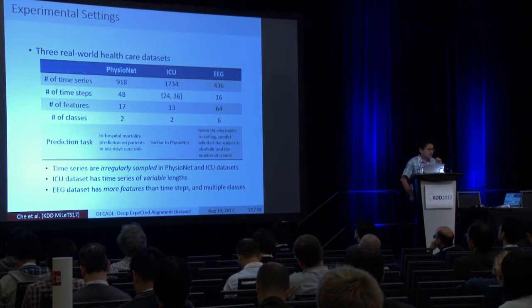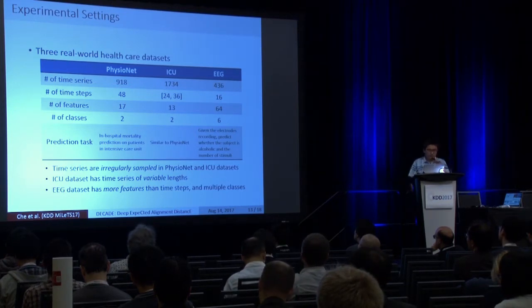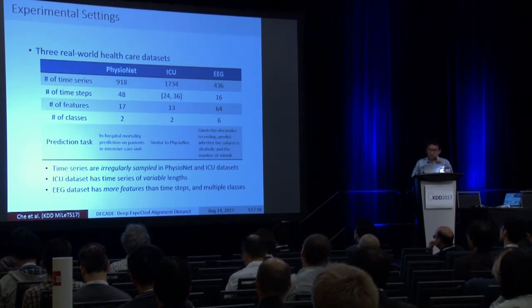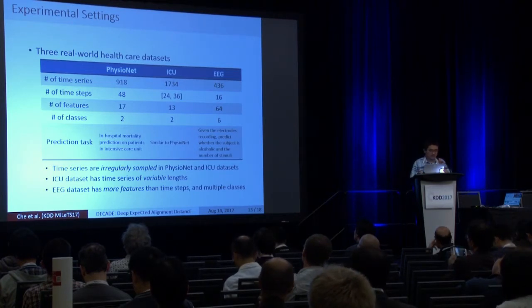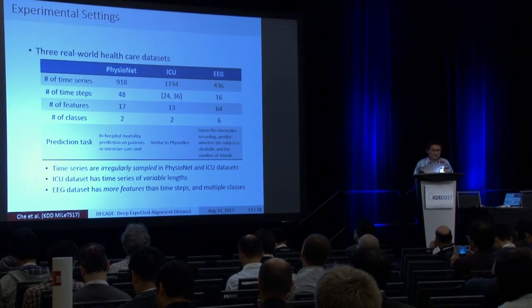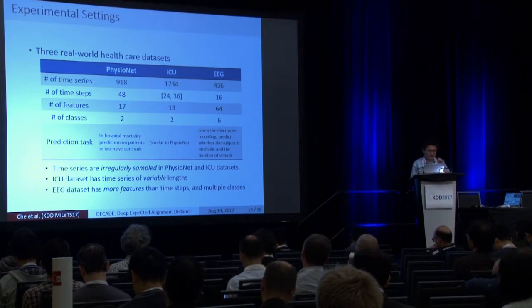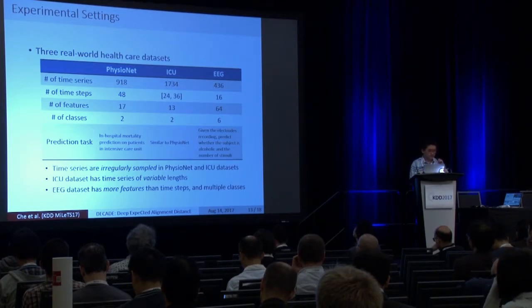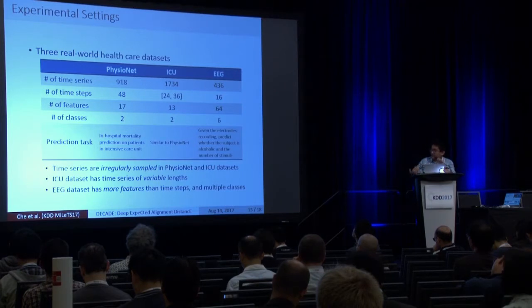So we tested our model on 3 real-world healthcare datasets with different properties. For example, on the PhysioNet and the ICU dataset, the time series are irregularly sampled, which better fits our condition. And also, in ICU datasets, the time series are of variable lengths. And also for the EEG dataset, we have more features than the time steps and multiple classes.